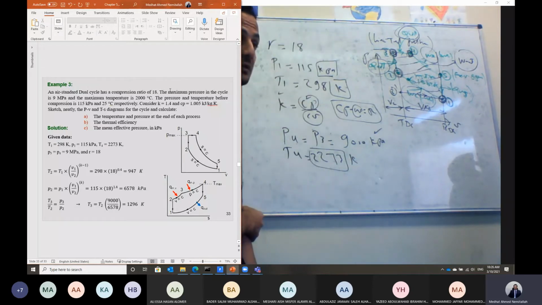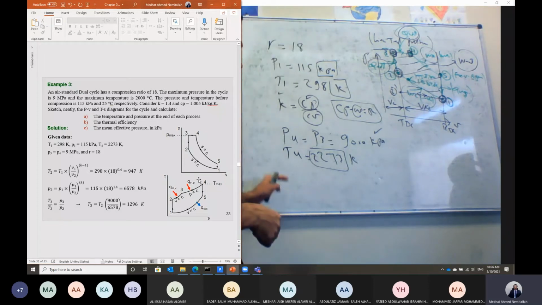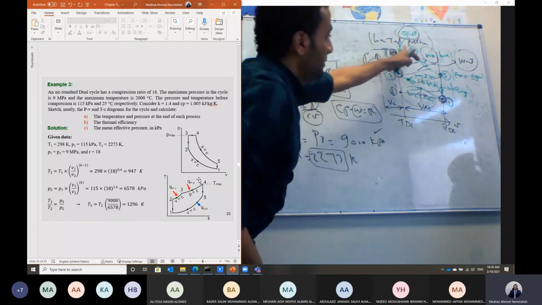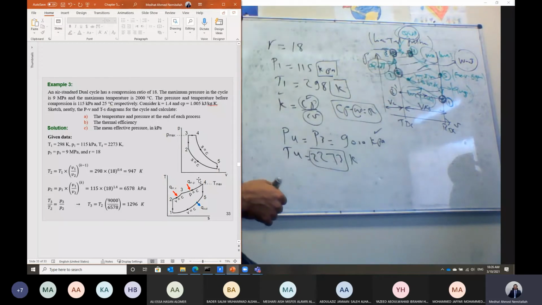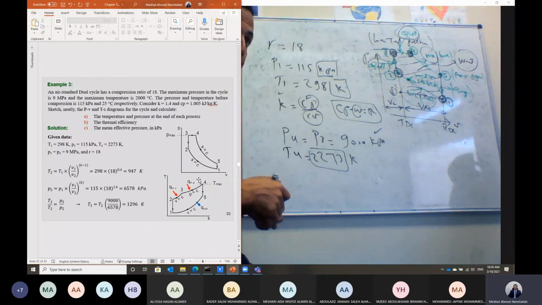The specs of air are given. We need to represent the cycle on the PV diagram and TS diagram. You can see the representation. We have already done this part. And we need to calculate the pressure and temperature at all points throughout the cycle inside the engine, and calculate also the thermal efficiency.